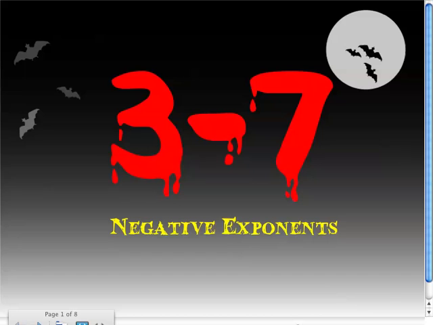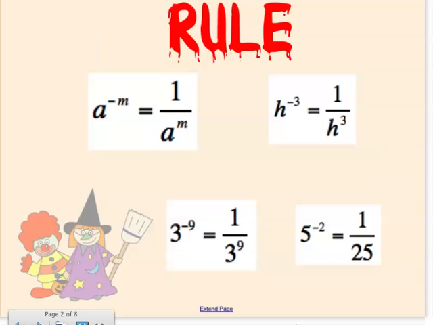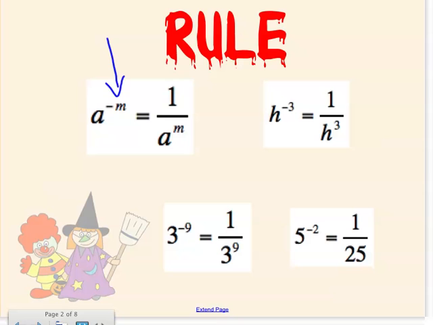So this is negative exponents, which is 3-7 in our textbook. The basic rule is that whenever you have a negative exponent, like right there, all it is, it's a fraction. I imagine the little negative kind of floating up and becoming a fraction bar and putting a 1 over it. But all it's saying is that that negative exponent really means it's a fraction.